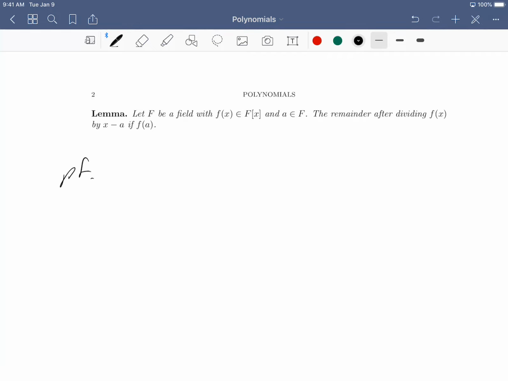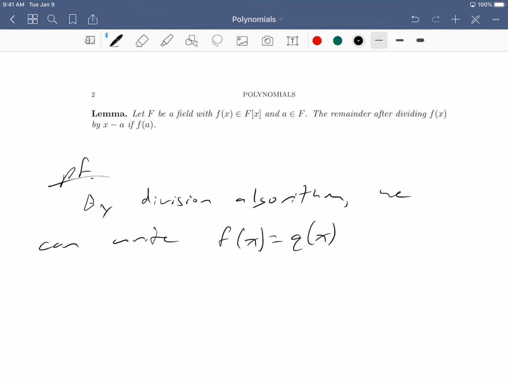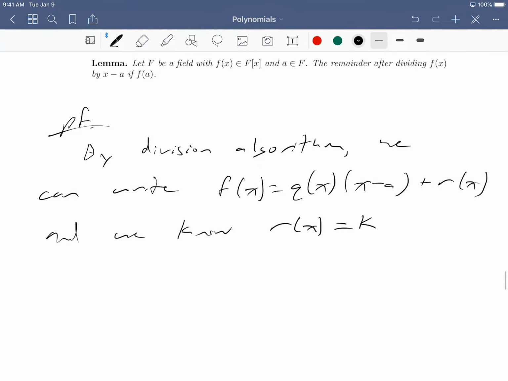So we're going to use the division algorithm. By the division algorithm, we can write f of x is q of x times x minus a plus r of x. And we know r of x is a constant, some k. We're mostly talking about r of x as a constant in R, but I'm going to use F for the field because that's how the lemma is written. It's written in general, not just for R.